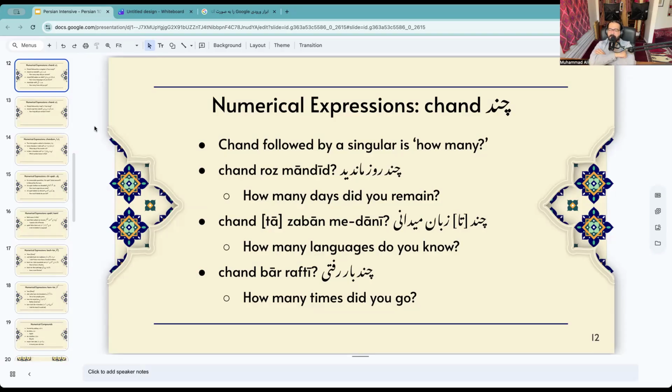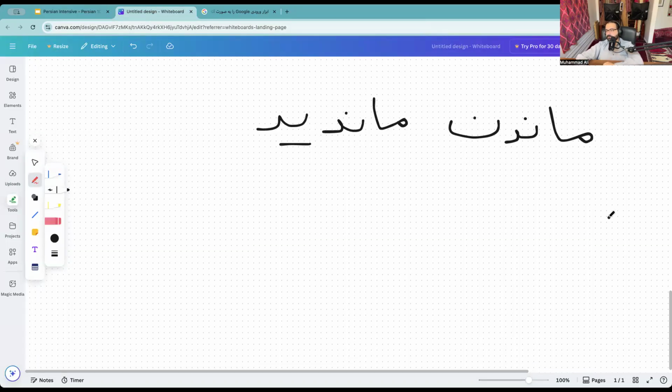And then chand bar rafti. Now, in this case, you actually do need the counting word, so I won't put it in parentheses. If you say chand rafti, it sounds like how much did you pay to go, but it sounds very colloquial if you say it that way. So chand bar rafti, this time it's actually necessary. How many times, and again, we say time in Persian, you went. So raftan is to go. And then you remove the noon. You get raft as the past tense stem. And then you add a y, rafti, you went.